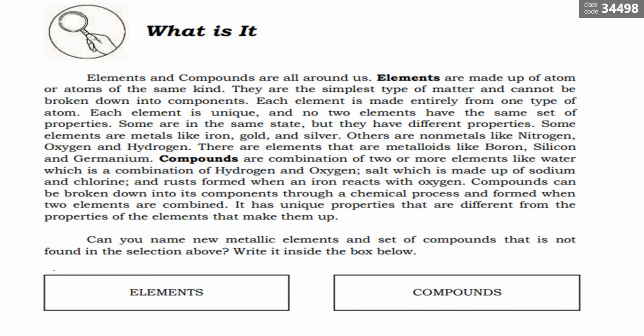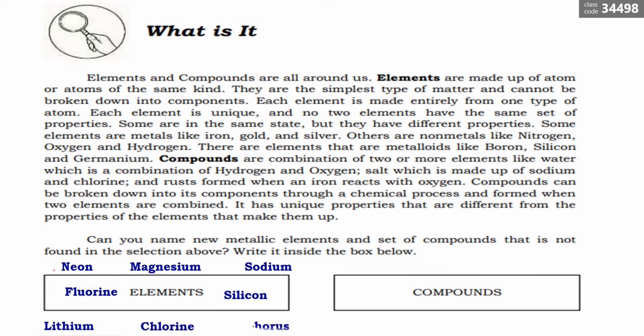So let's have elements. So we have fluorine, that is an element. Silicon, neon, magnesium, sodium, lithium, chlorine, and even phosphorus. They are also elements.